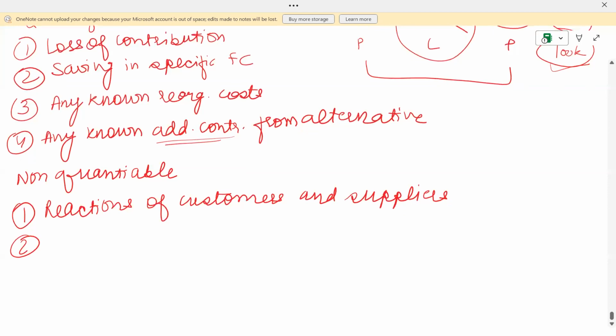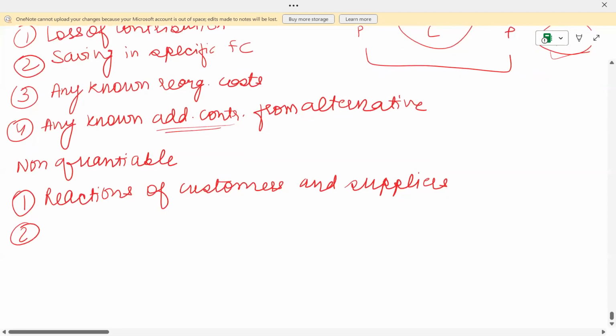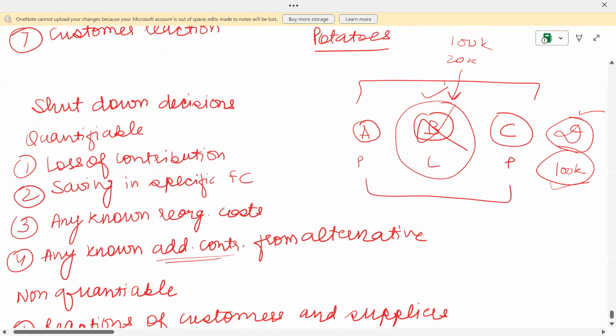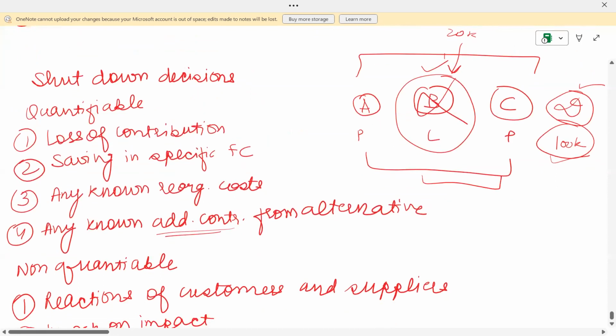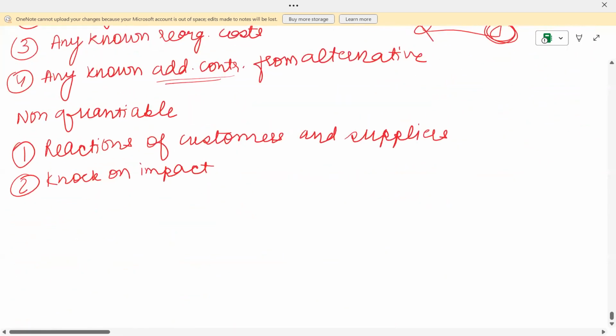Another thing to consider is the knock-on impact of the decision. What do I mean by knock-on impact? It basically means how it is going to affect the sales of other products. Probably there were some people who bought products from departments B and C together. Now that I shut this department, they may not even come back to buy products from department C, and I will lose the revenue from this.